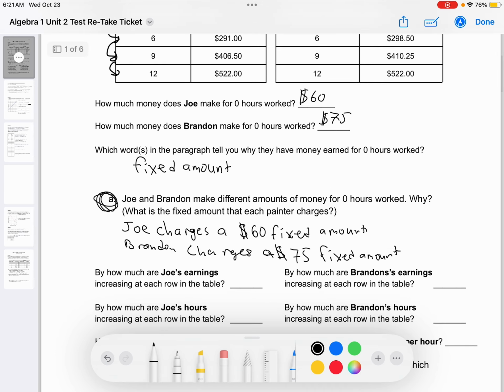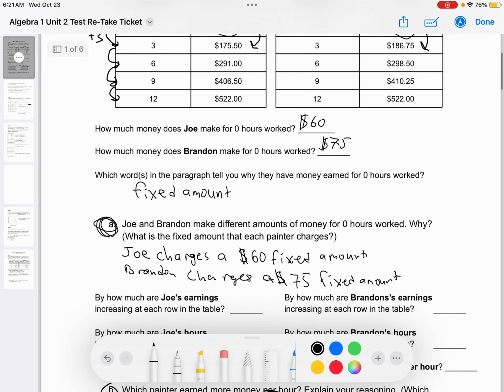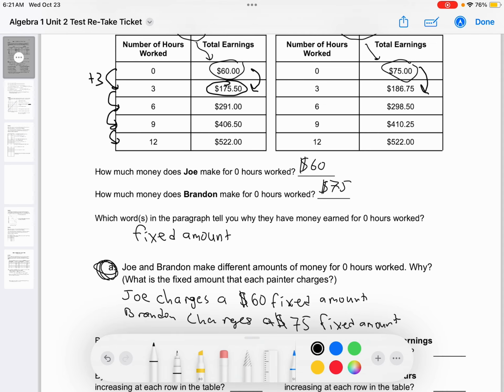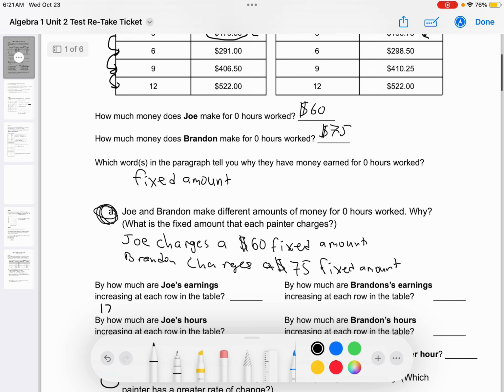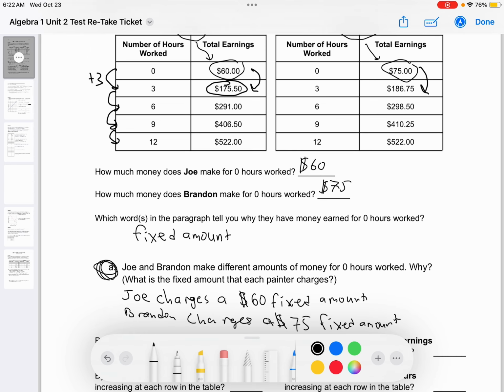Now to start, we can look at how much it is increasing in this table. So when it does increase from one row to the next row in the table, we can find that by doing, for Joe, 175.50 minus 60. And that would give us 115.50. So 115.50 is how much it increases from one step to the next for Joe.